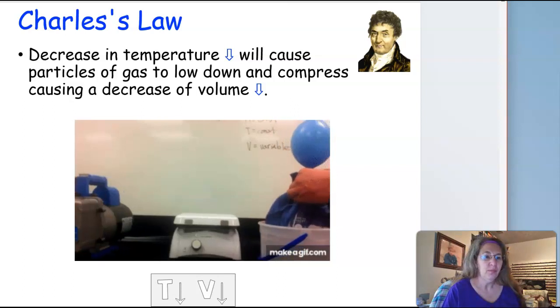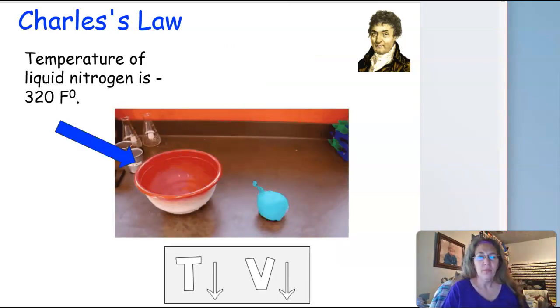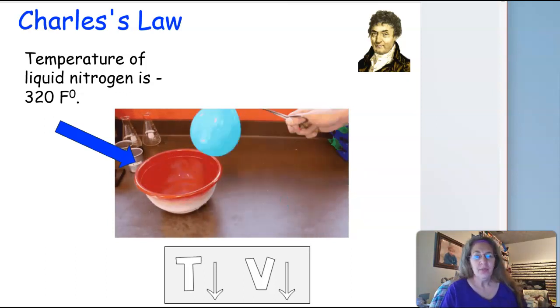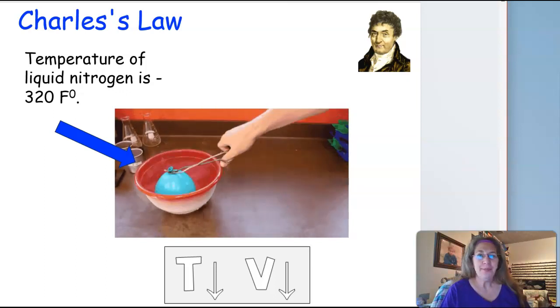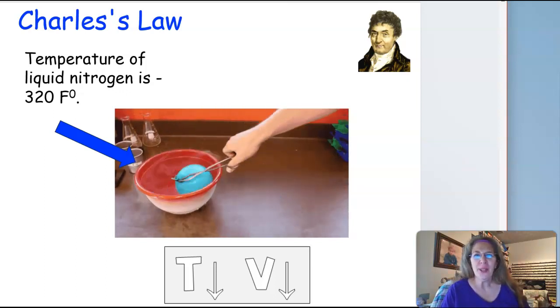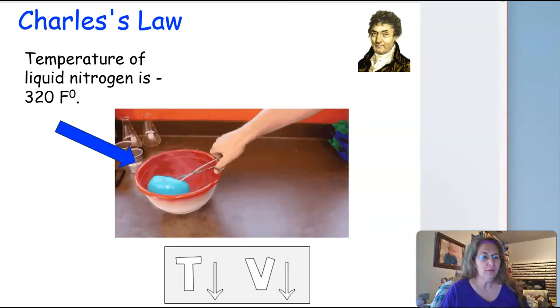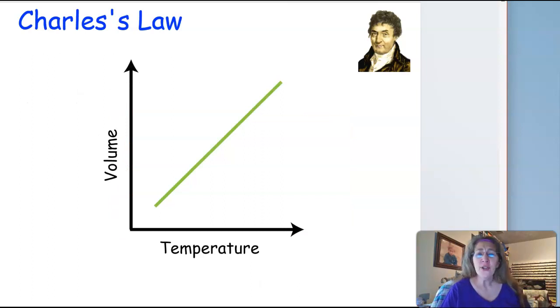Another example. Liquid nitrogen is quite dangerous, so it's not something to mess around with or play around with because 320 degrees below zero is pretty darn cold. And here's the graph of Charles's law, that if you increase the temperature, you're going to increase the volume. If you decrease the temperature, you're going to decrease the volume.